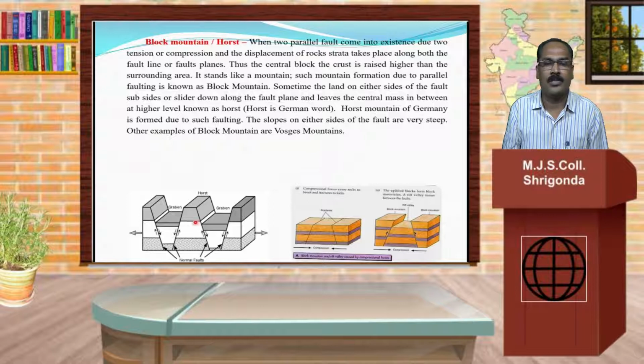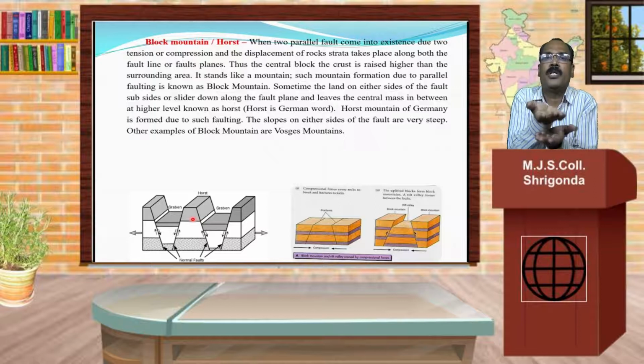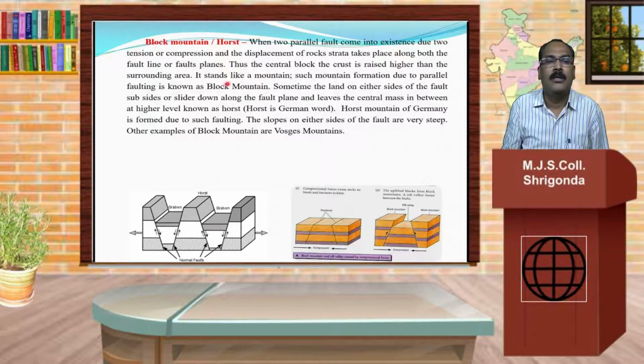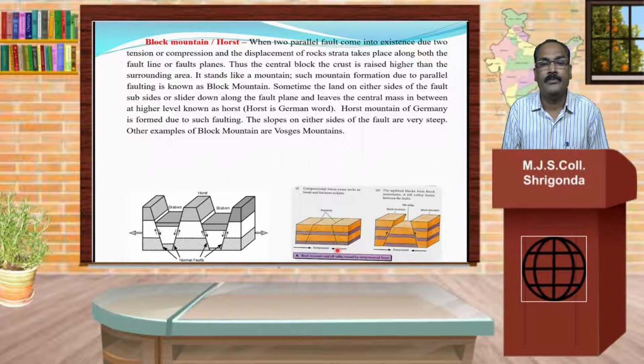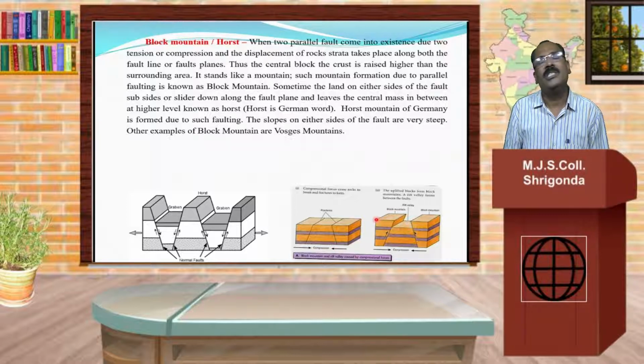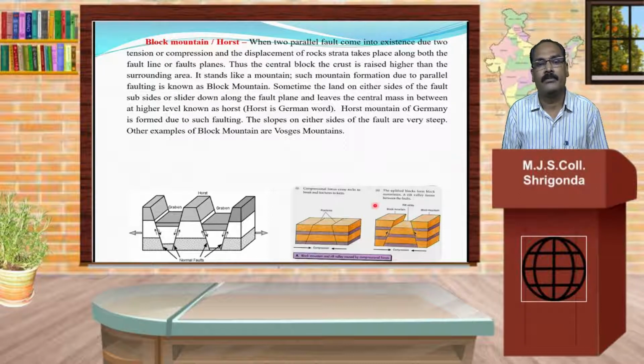This is called a horst. When the middle part is uplifted or rises and the side parts go down, it is called a horst or block mountain. It stands like a mountain. Such a mountain formed due to parallel faulting is known as a block mountain. Sometimes the land mass at a higher level is known as a horst. Horst is a German word. The Horst mountain of Germany is formed due to such faulting.